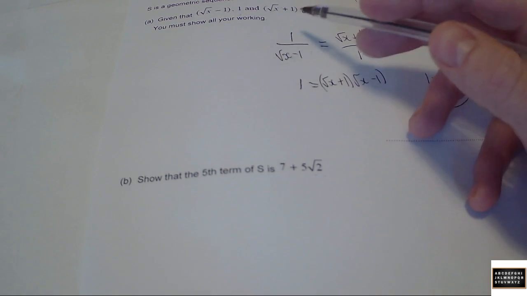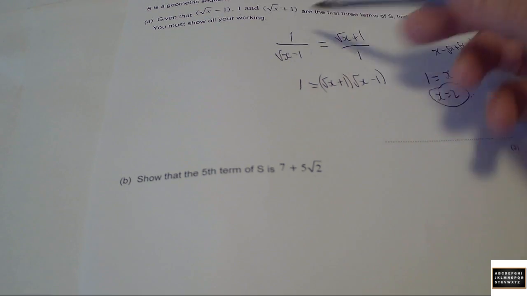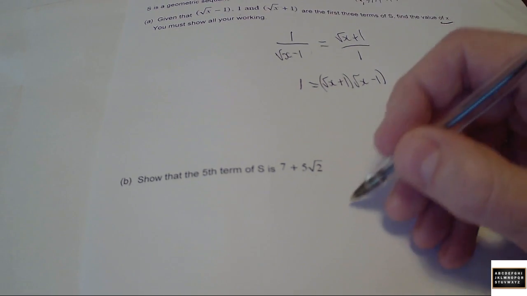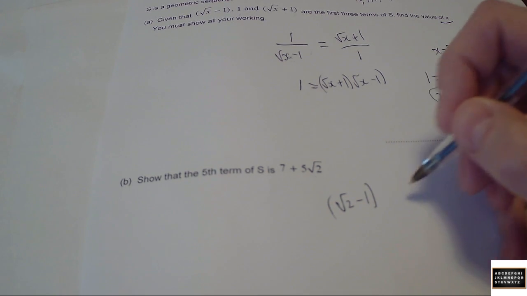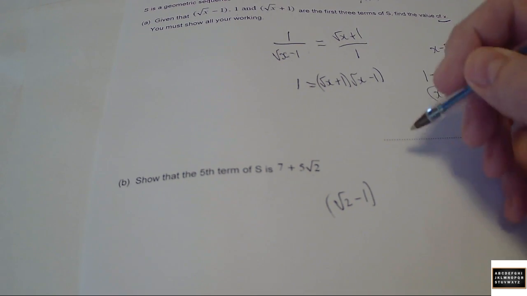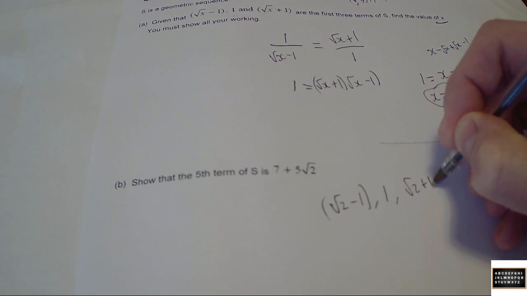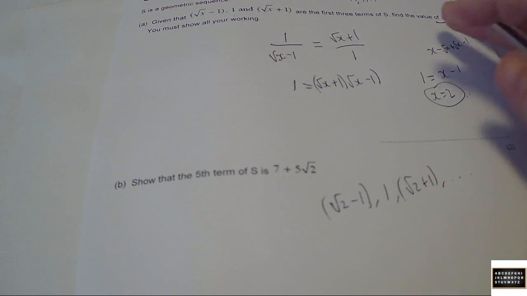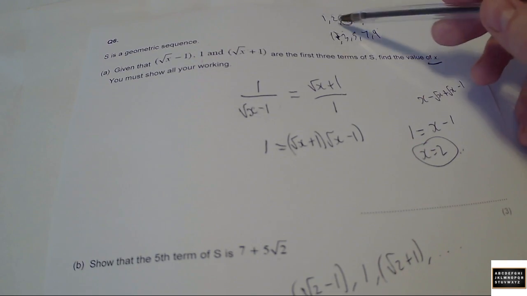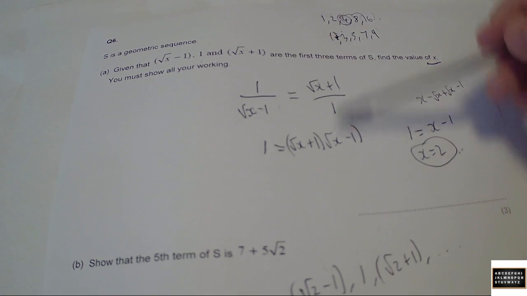So back to this again. Now that we know what x is, we know that x is root 2. We can write the first 3 terms of my sequence. So the first 3 terms of my sequence were root 2 minus 1, because we worked out that x was root 2, 1, and then root 2 plus 1. These are the first 3 terms of my sequence. Okay, so a bit like up here again, this is like the equivalent of my first term is there, and my second term is there, and my 3rd term is there.